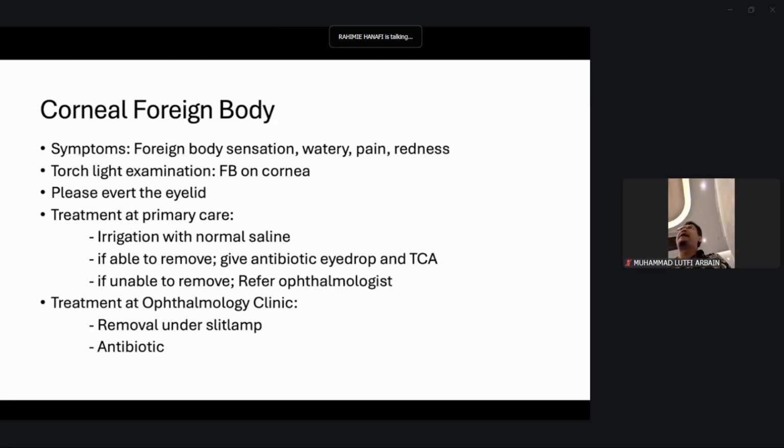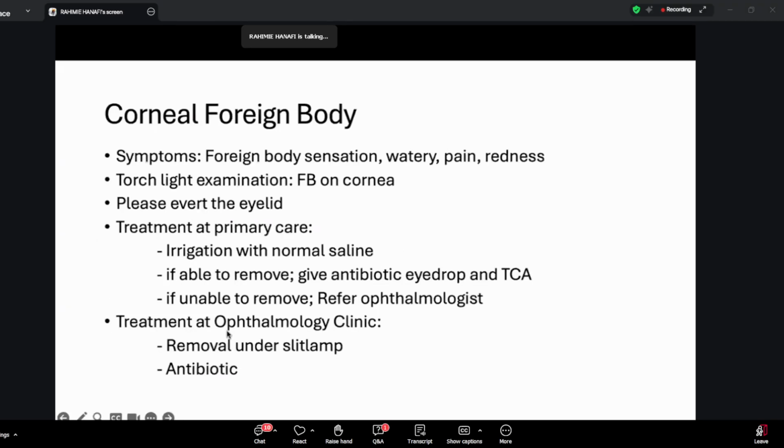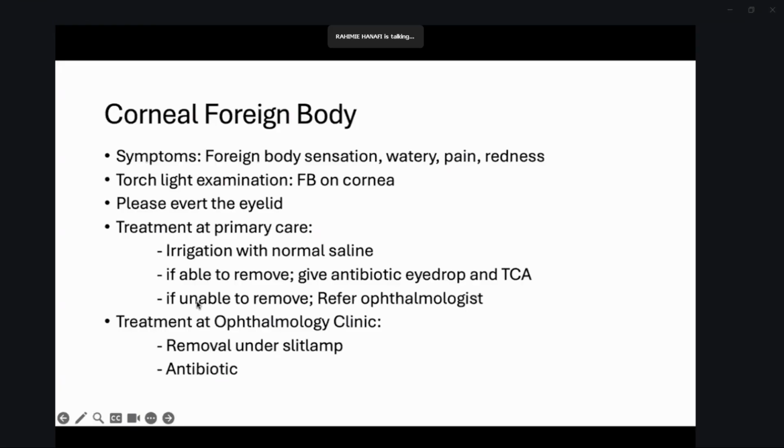So at primary care, what you can do, we can try to irrigate the eye with the normal saline. If able to remove, then need to give the antibiotic and ask patient to come back, because sometimes when the foreign body dislodges, the secondary infection can come in. Okay, so that's why need to ask patient to come back so that you can review the patient. However, if unable to remove, please, we need to refer this case to the ophthalmologist.